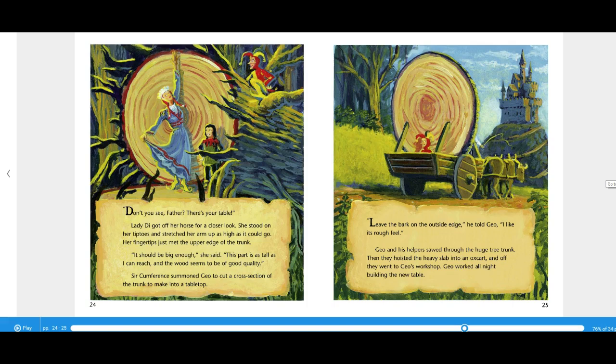Circumference summoned Geo to cut a cross-section of the trunk to make into a tabletop. "Leave the bark on the outside edge," he told Geo. "I like its rough feel." Geo and his helpers sawed through the huge tree trunk, they hoisted it onto the ox cart, and off they went to the workshop so he could make the new table.